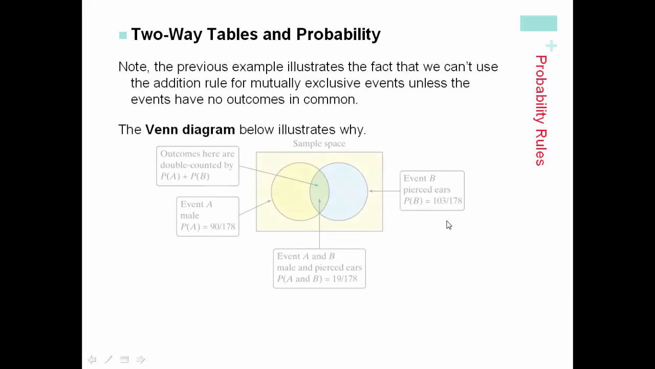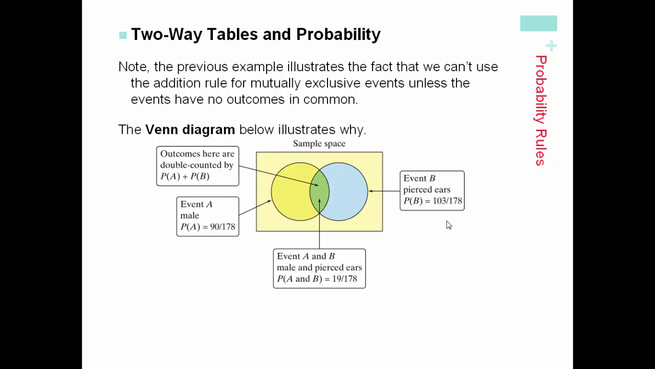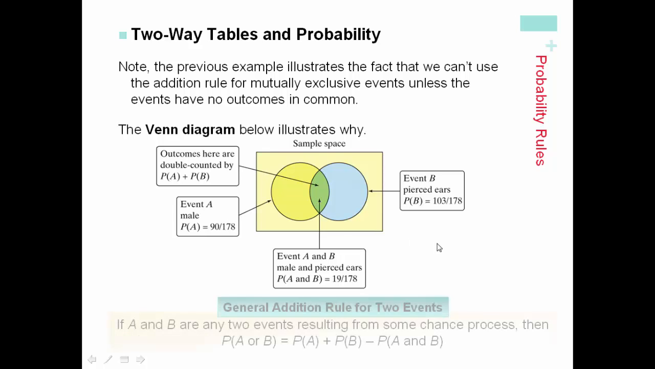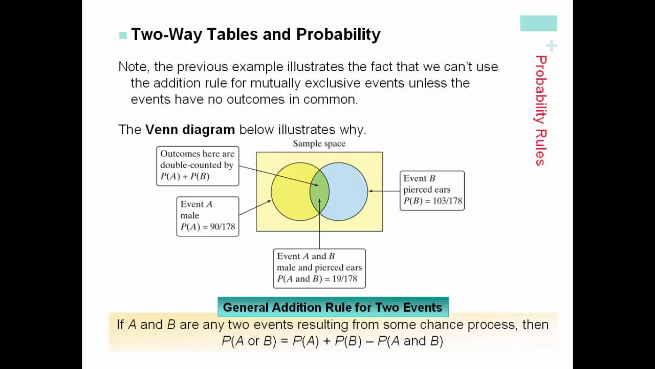A Venn diagram can also display the same kind of data as a two-way table. Here's an example. Probability of A and B. So this is the example we looked at earlier with the male and pierced ears. Here's the probability of event A, probability of event B, and this would be the probability of event A and B. General rule: if two events, A and B, are any two events resulting from some chance process, then the probability of A or B equals the probability of A plus the probability of B minus the probability of A and B. This is called the general addition rule for two events.